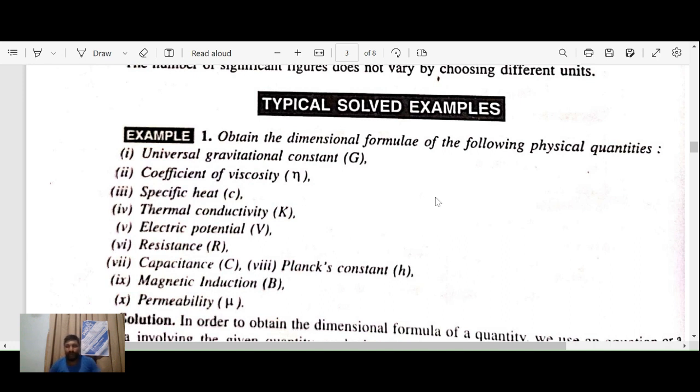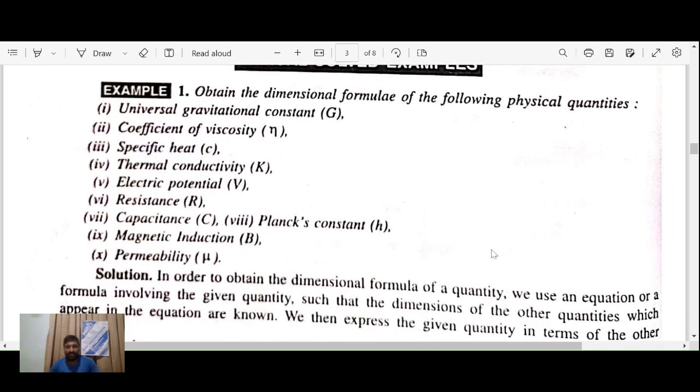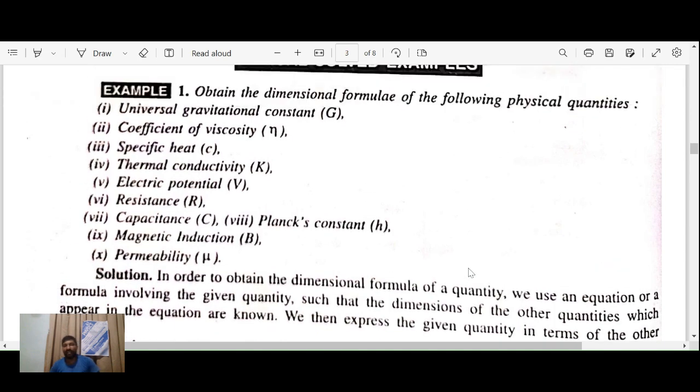So how do you do the solution? How are we to attempt to get full marks for this question? It's very easy. Look at this. I will explain it this way. In order to obtain the dimensional formula of a quantity, we use an equation or formula involving the given quantity such that the dimensions of the other quantities which appear in the equation are known. We then express the given quantity in terms of other quantities.